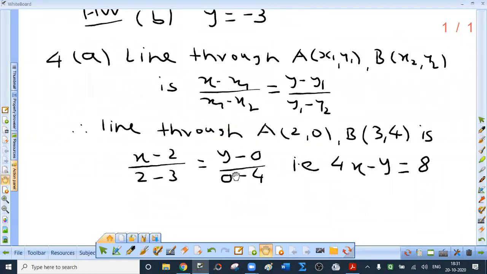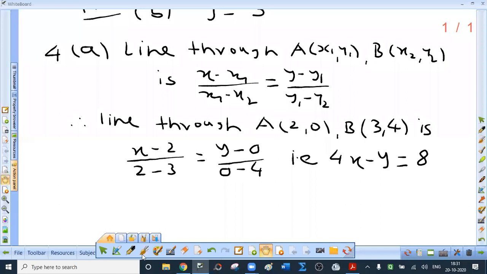Now, if you already finished A part, you can do the B part also. It is similar. And just give the answer. Yes. So we'll solve the remaining sums in the next lecture.